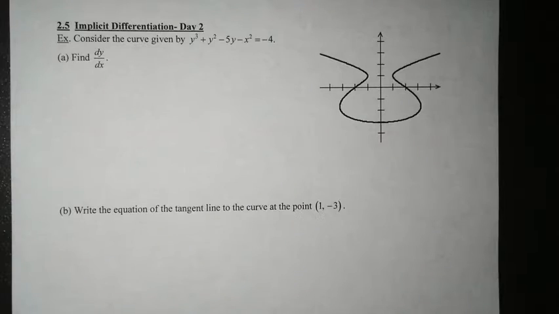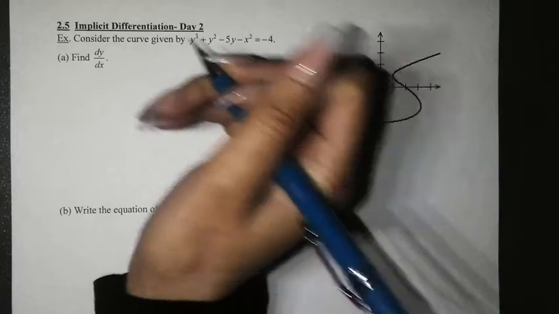Okay, so today we are going to keep learning more about implicit differentiation. In this problem they are telling you to consider the curve given by the equation y cubed plus y squared minus 5y minus x squared equals -4. And they are asking you to find dy/dx as usual. And you're like, okay, so we can do this directly.